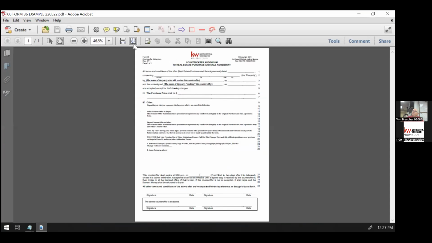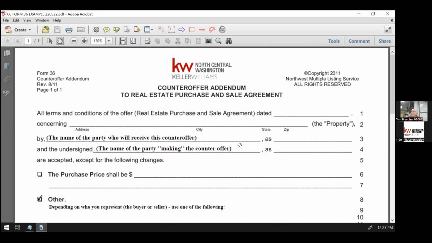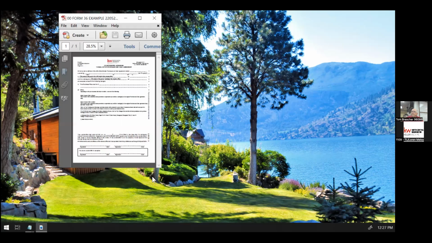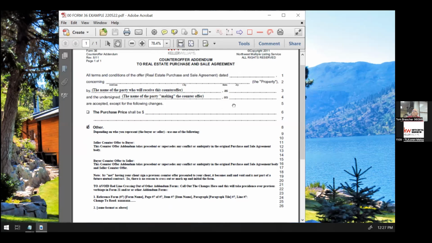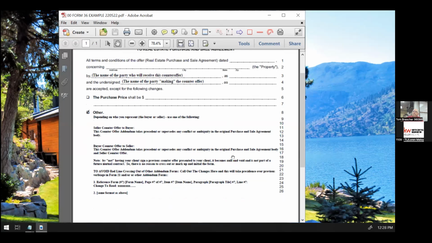The reason that I'm bringing this up is because in the last week, I've had about 5 counter offers that were made wrong, filled out wrong. One of them was somebody new. The rest of them were all experienced. So I want to give you an analogy on how to fill this out.